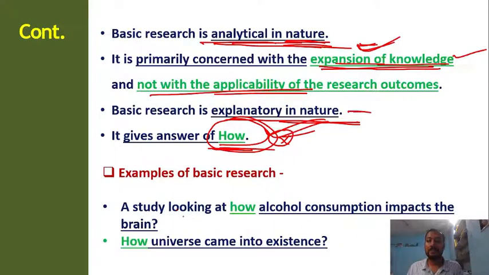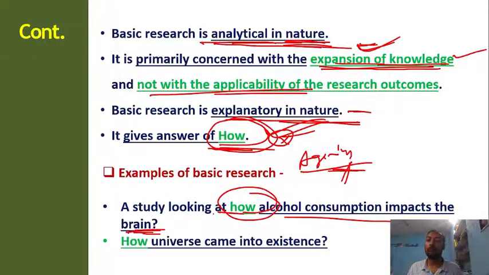For example, a study looking at how alcohol consumption impacts the brain. Alcohol is very bad for our health, but how does it affect our brain? It's a kind of curiosity, because research papers have already done all these things, but still you want to do more, because research stands for again and again. You want to add something to that study, so again and again you're asking how. So you'll give the answer of how in this kind of study.